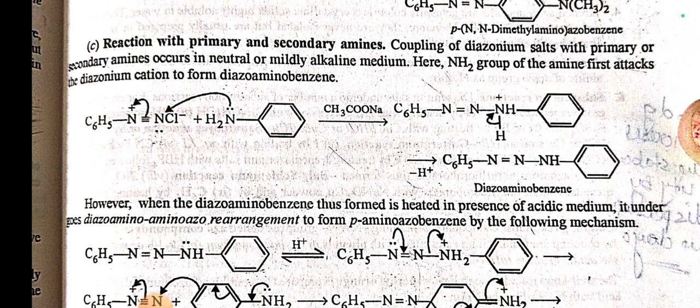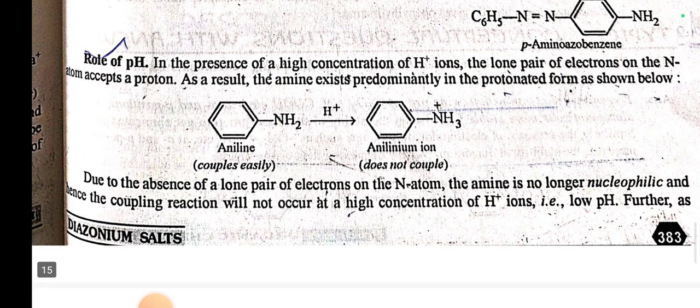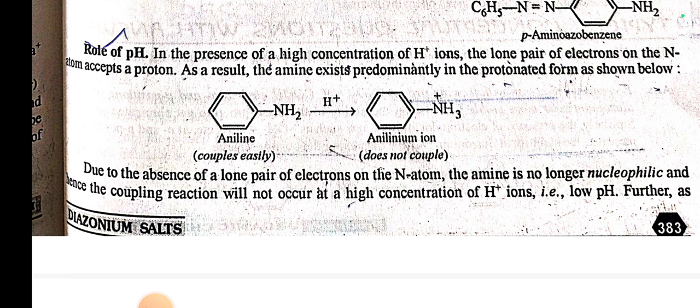However, when the diazoaminobenzene thus formed is heated in presence of acidic medium, it undergoes diazoamino-azo rearrangement to form para-aminoazobenzene by the following mechanism. Role of pH. In the presence of high concentration of H positive ion, the lone pair of electrons on the nitrogen atom accepts a proton. As a result, the amine exists predominantly in the protonated form.